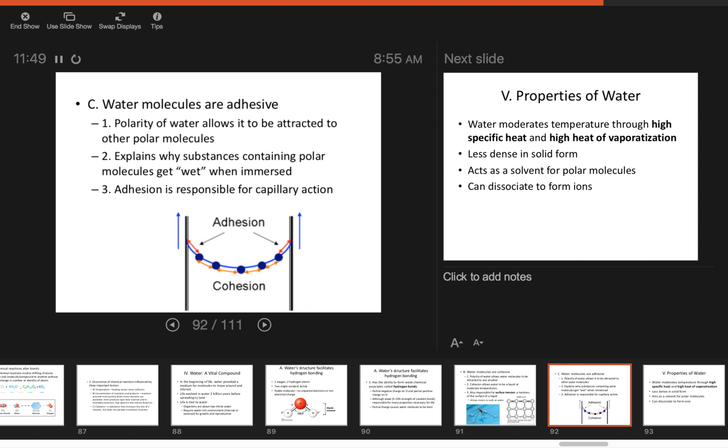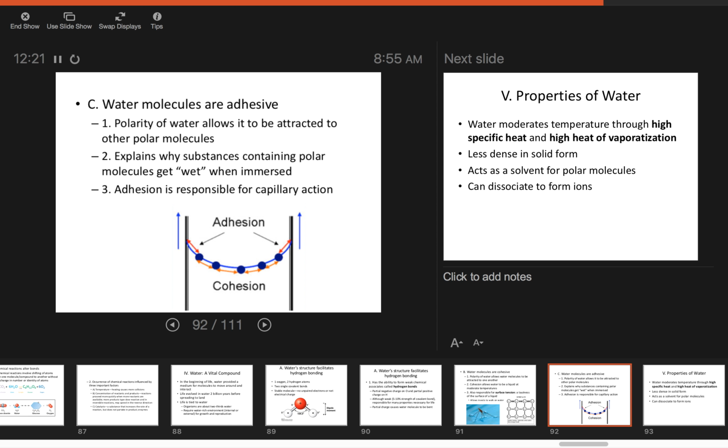Okay, another property of water with the polarity of it is adhesiveness. Not only do water molecules stick to themselves, but they like to stick to other polar molecules. They are attracted to other polar molecules because they have charges as well. So this explains why substances containing polar molecules get wet when immersed. Oh no, I don't want to go back to that question. Is water wet? Uh-oh.